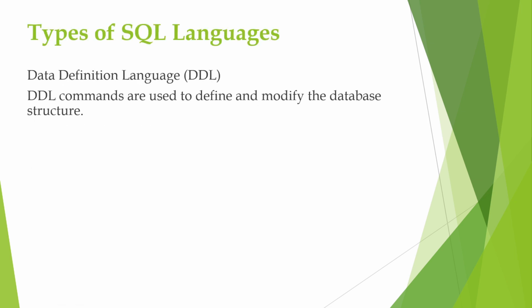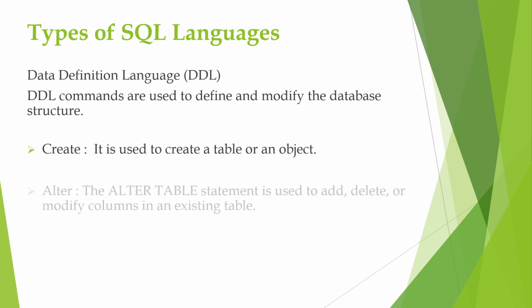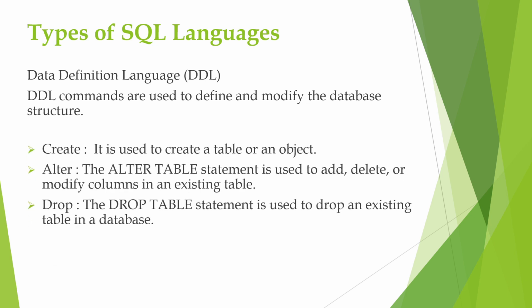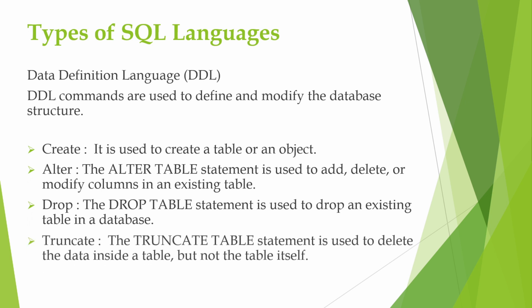Next type is DDL, that is data definition language. In data definition language, we have commands like create, alter, drop, and truncate. The create command is used to create a new table or a database. If we want to create any new table or any new database, then we can use this command. Next is alter. In order to alter or modify an existing database or a table, we can use this alter command. Altering, like adding a new column or deleting a column, like this we can do the altering for the existing database.